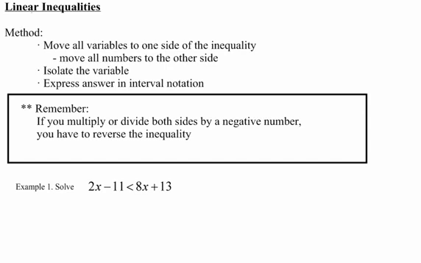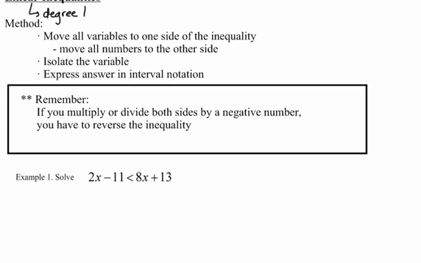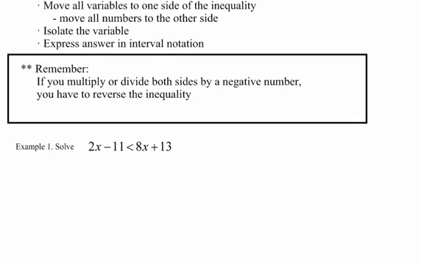Okay, linear inequalities. Remember, linear is anything with degree 1. So move all variables to one side of the inequality, move all numbers to the other side, and then isolate the variable. Express the answer in interval notation. Remember, if you multiply or divide by a negative, then you have to flip your inequality. So that's a review from last time.